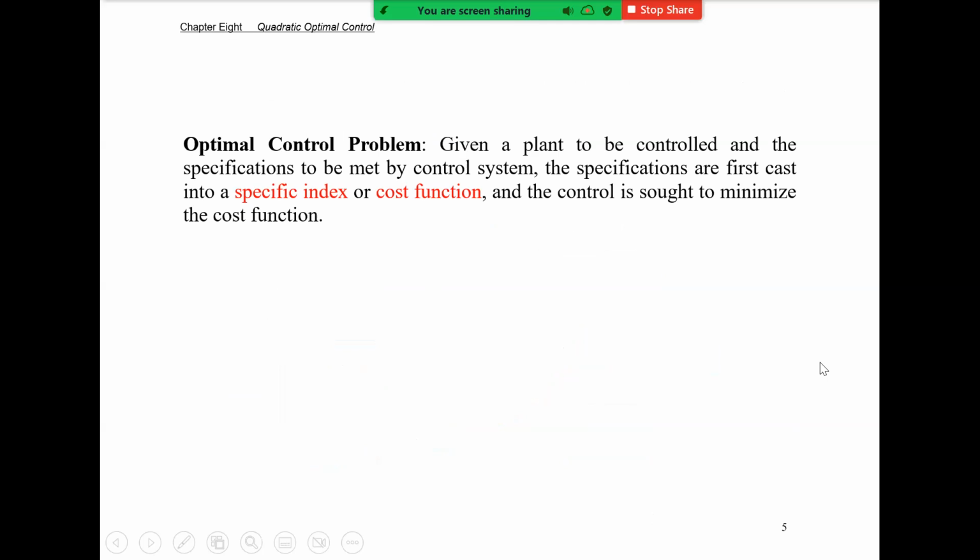How do we measure that? That is the subject of the optimal control problem, where we want to control our system and we specify those performance requirements into a cost function. We'll call it the index function or cost function, and then the control is going to minimize this cost.